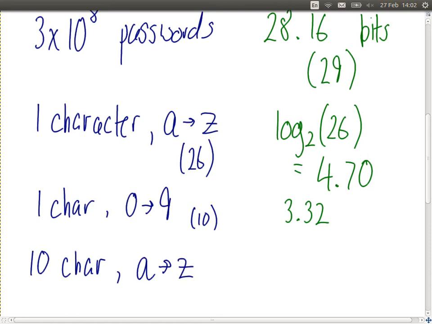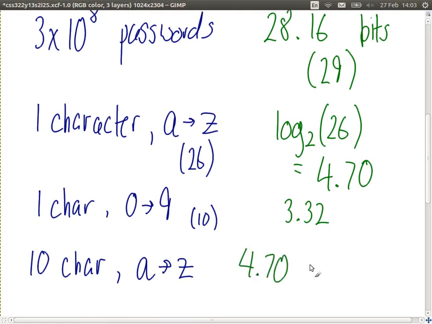47. If one letter, A through to Z, is represented in 4.7 bits, then each letter takes 4.7 bits, so 10 letters takes 47 bits. So a 10-character password where each character can be A through to Z needs 4.7 bits per character, then 10 characters, 47 bits. 4.7 times 10.